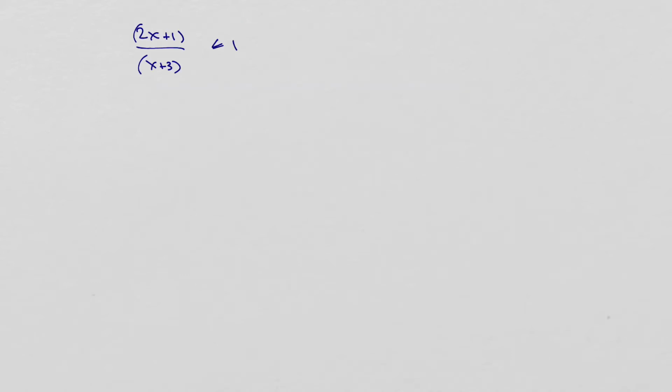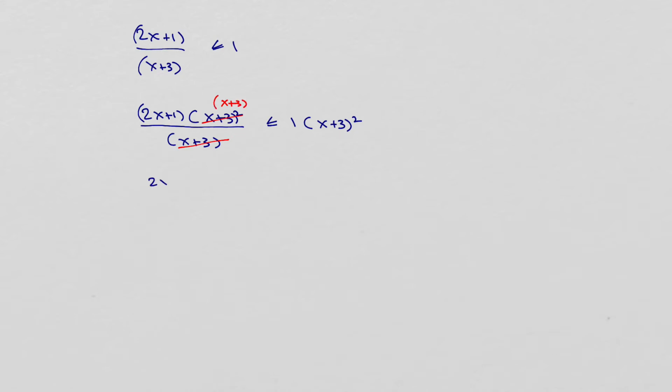So our equation will then become (2x + 1) times the denominator squared, and the right-hand side is going to be 1 times the left-hand side's denominator squared. So this allows me to eliminate the denominator, because x + 3 will go into (x + 3) squared, x + 3 times. And therefore that leaves me with (2x + 1) times (x + 3). And on the right-hand side, I have 1 times (x + 3) squared. So that's going to be x squared + 6x + 9.